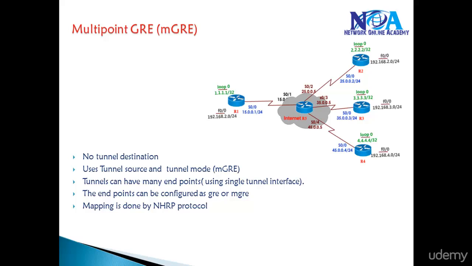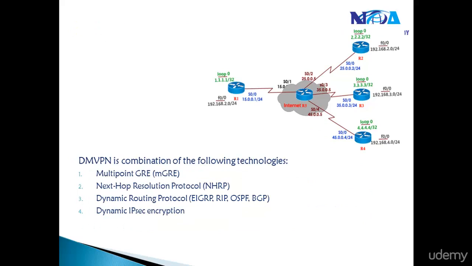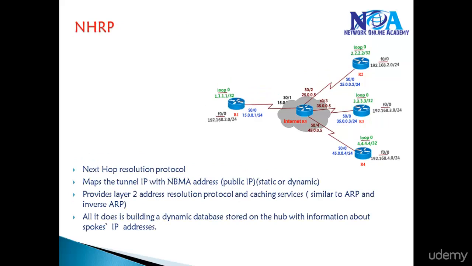So let's talk about the next protocol which will help us in building dynamic multi-point VPNs. The first one is multi-point GRE, which we are using instead of normal GRE, and the second protocol is Next Hop Resolution Protocol. Now NHRP is more similar to your normal ARP or inverse ARP in frame relay. So in case of Ethernet, we have the ARP protocol.